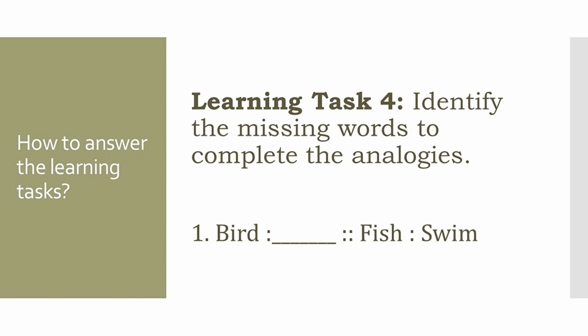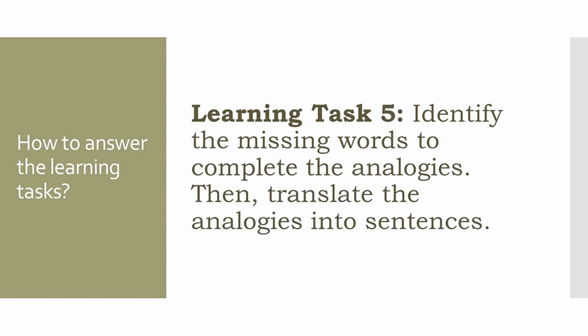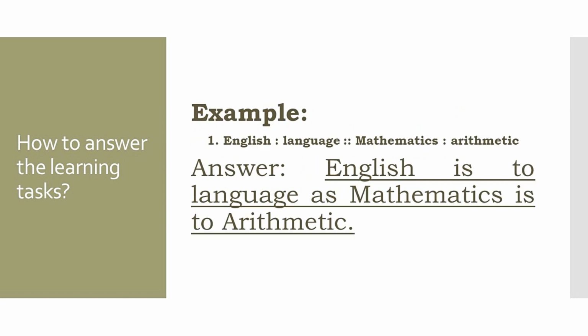Learning Task 4. Identify the missing words to complete the analogies. So in here you don't have choices, so you have to think of your answers and write them on the provided blanks. In Task 5, you have to identify the missing words to complete the analogies, then translate them into sentences. And the first one is already done for you.